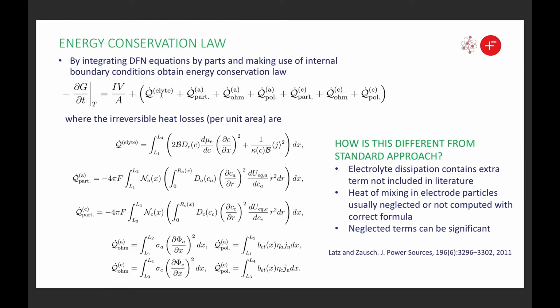So this first term is the irreversible energy loss in the electrolyte. The second one is the energy loss associated with heat of mixing in the anode particles. This is ohmic losses in the binder conductivity additive matrix, and this one here is the polarization loss across the interfaces between the electrode particles and the electrolyte. And then these are what these various terms look like.